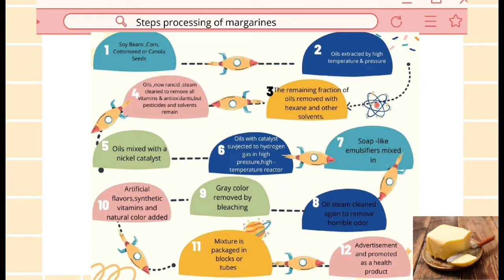After the oil has been hydrogenated, the next step is to make sure that the fatty mixture is made up primarily of triglycerides, which are compounds composed of 3 fatty acids linked to a glycerol molecule, and soap is removed. The next step in the process, according to the diagram, is bleaching to make sure that the mixture looks more white. Last but not least, artificial flavors, synthetic vitamins, and natural color are added to the mixture, packaged in blocks, and then promoted as a health product.